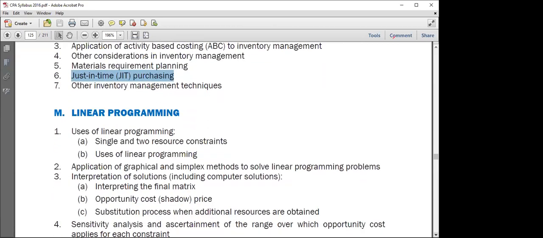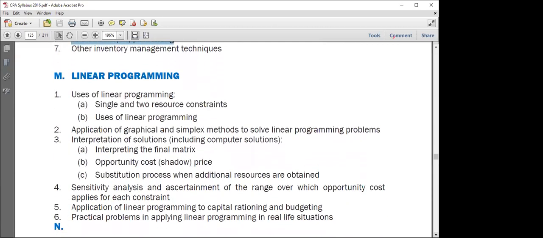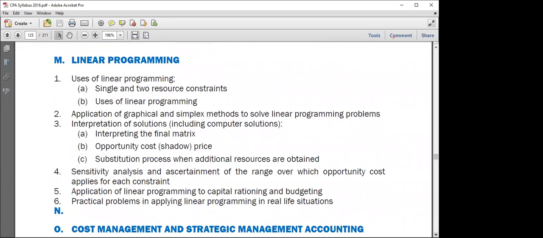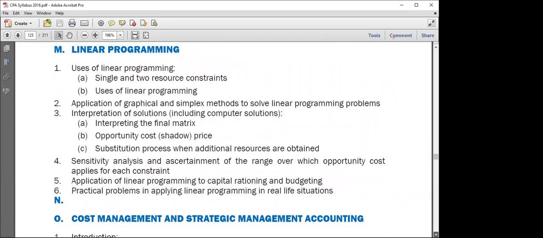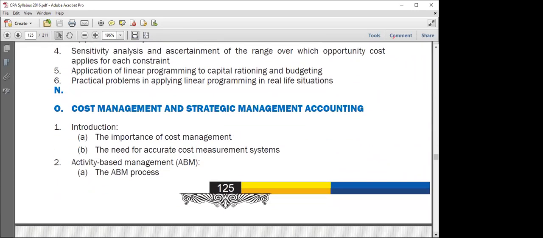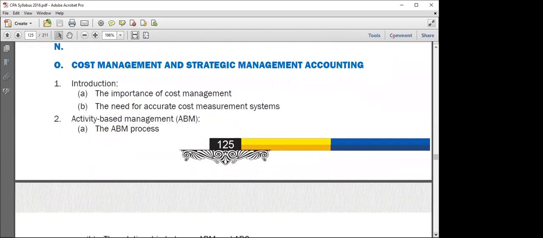Linear programming is right here. You see? Not any different from what you studied, just trying to advance a little.